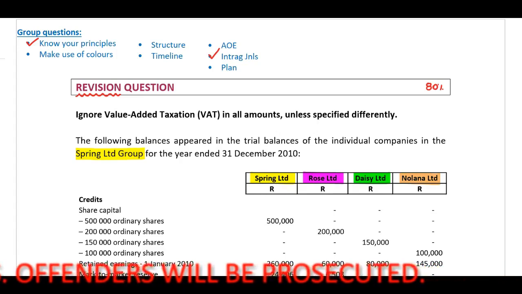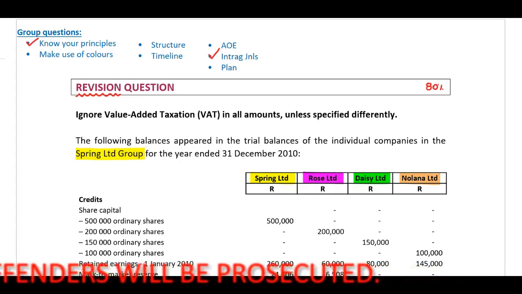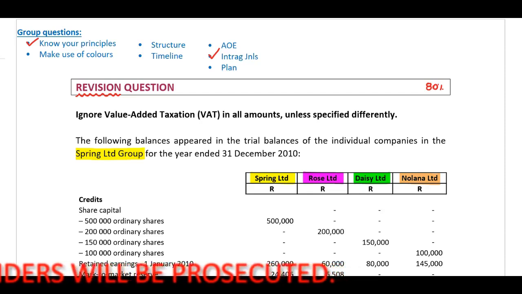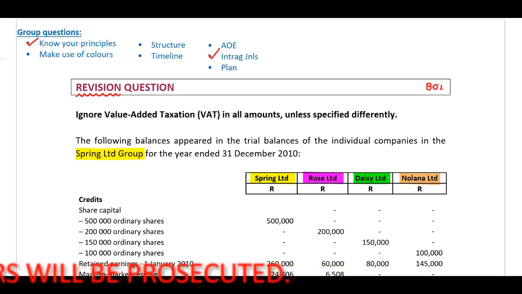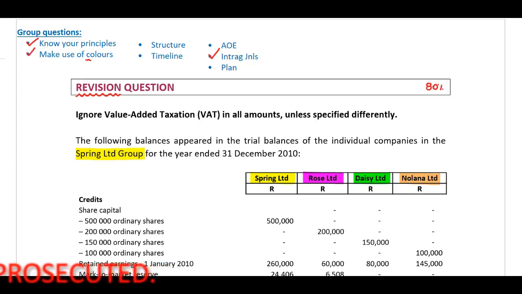Guys, most students fail groups because they do not know their principles and they do not know how to account for intragroup transactions. Then you will identify that I make use of different colors when I work through group questions. This helps me to ensure that I understand the structure, and I make use of a timeline to ensure that I understand the transactions and the flow of my transactions. Then important, I prefer personally to use an analysis of owner's equity.